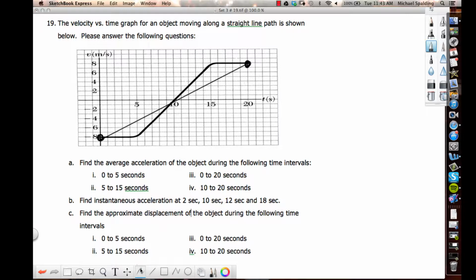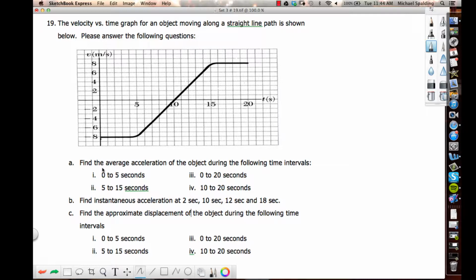Okay, B. Find the instantaneous acceleration at 2 seconds. Okay, so 2 seconds is right here. So how do you find instantaneous? You draw a tangent line. Now, this is really nice because look, the tangent line is this line. So what's the slope of this line right here? 0. That's the instantaneous acceleration.